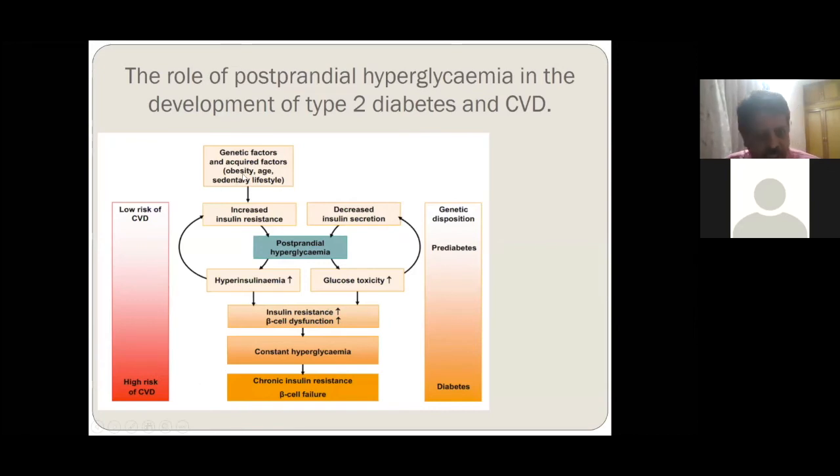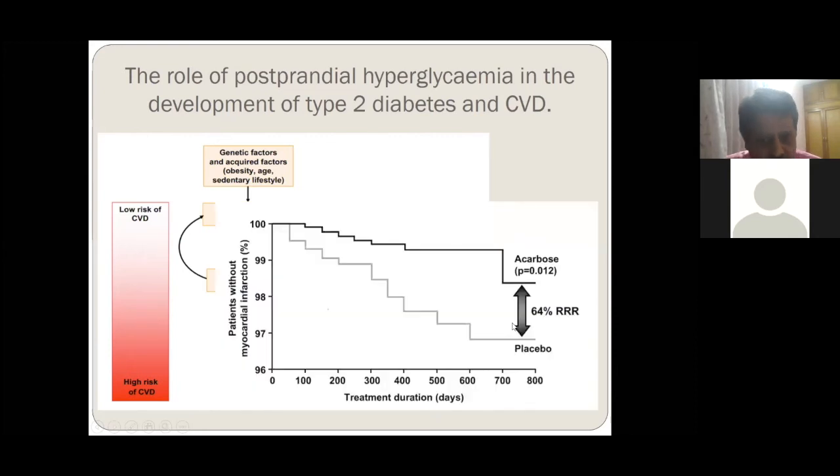Genetic, obesity, and sedentary lifestyle factors also increase the insulin resistance and affect the insulin secretion. In addition to that, they cause postprandial hyperglycemia. So it will further increase the hyperinsulinemia and the glucotoxicity on the pancreas, and further reduces the function of the pancreas to increase the insulin secretion. Constant hyperglycemia will lead to beta cell dysfunction and failure.